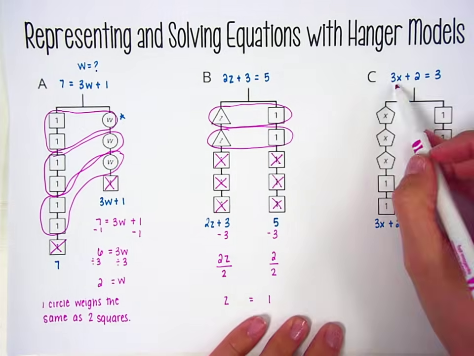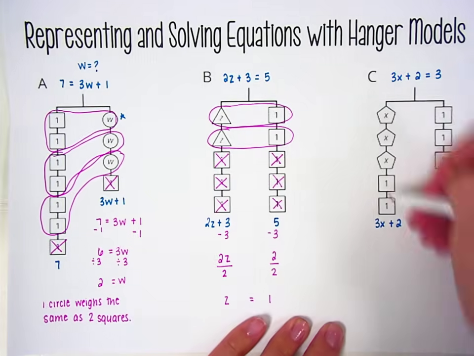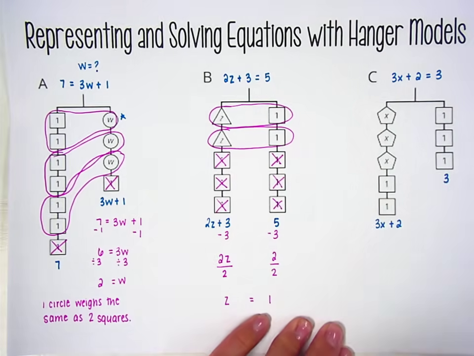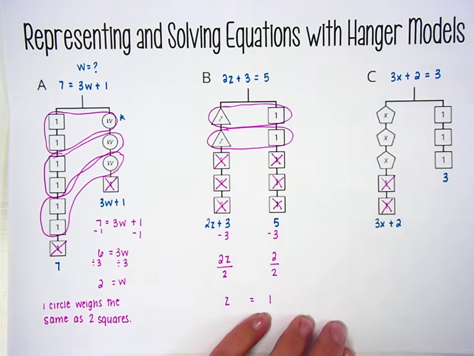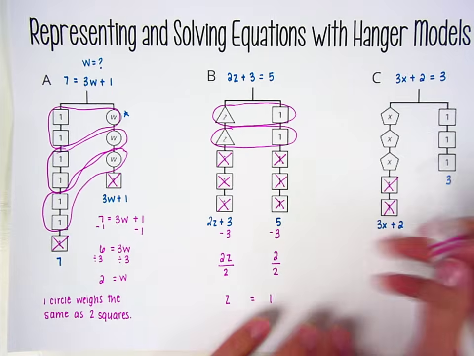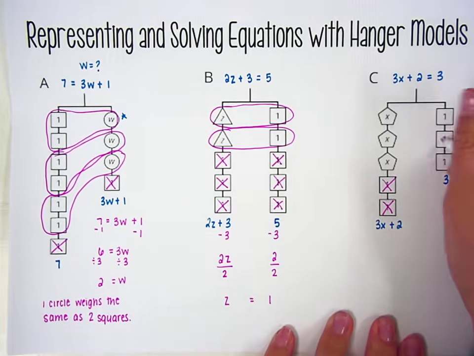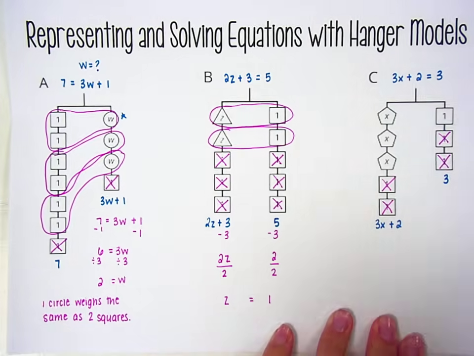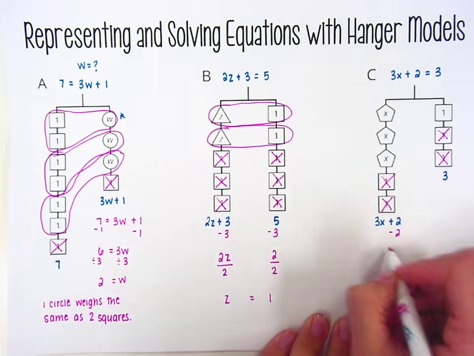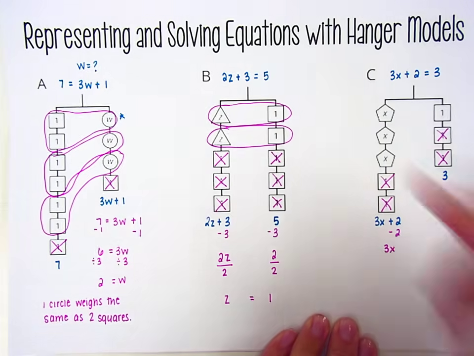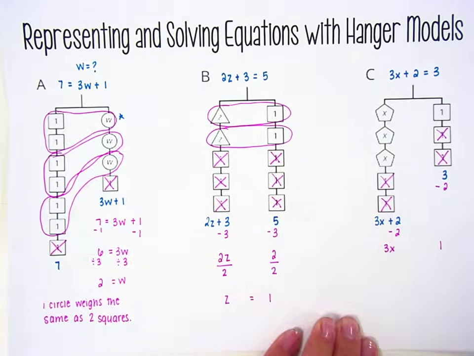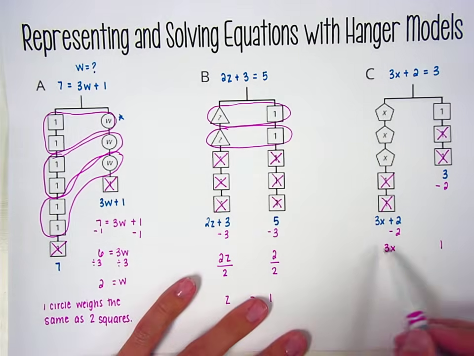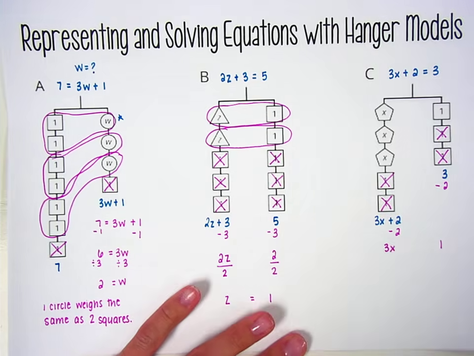So now we have our equation, 3X plus 2 is equal to 3. We have 3 X's, an extra 2, and that weighs the same as 3 squares. So to find out what just 1 X is, we're going to start by eliminating those extra 1's. But of course, if I just eliminate from this side, then our hanger is going to be imbalanced. So I need to eliminate 2 from this side as well. So I'm taking away 2 pounds, and I'm left with 3 X's. In this case, I'm also taking away 3 pounds, and I'm left with 1. So what this is telling me is that 3 pentagons weigh the same as 1 square.